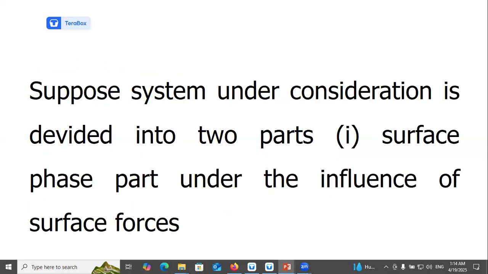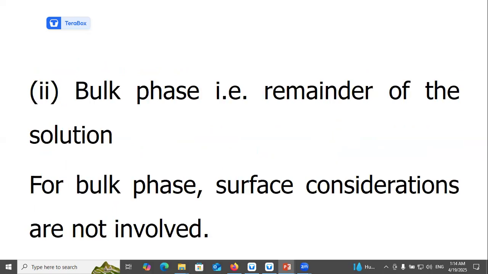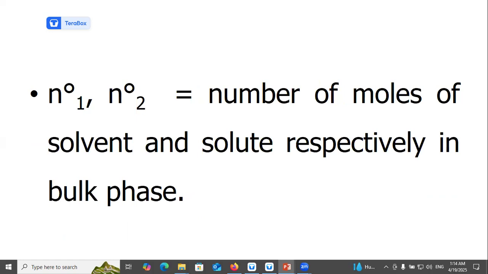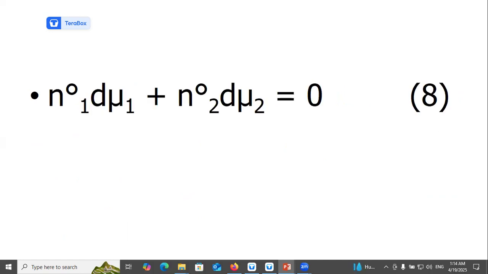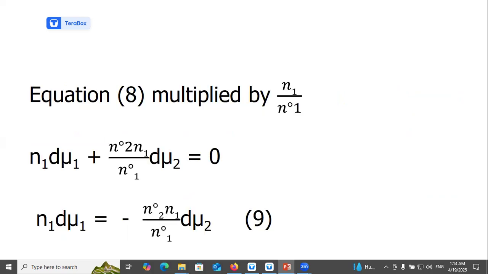Suppose the system under consideration is divided into two parts: the surface phase, under the influence of surface forces, and the bulk phase, that is the remainder of the solution. For the bulk phase, surface considerations are not involved. N1 naught and N2 naught equal the number of moles of the solvent and solute respectively in the bulk phase. N1 naught d mu1 plus N2 naught d mu2 equals 0, equation 8. Equation 8 is multiplied by N1 over N1 naught: N1 d mu1 plus N2 naught N1 over N1 naught d mu2 equals 0, so N1 d mu1 equals minus N2 naught N1 over N1 naught d mu2.